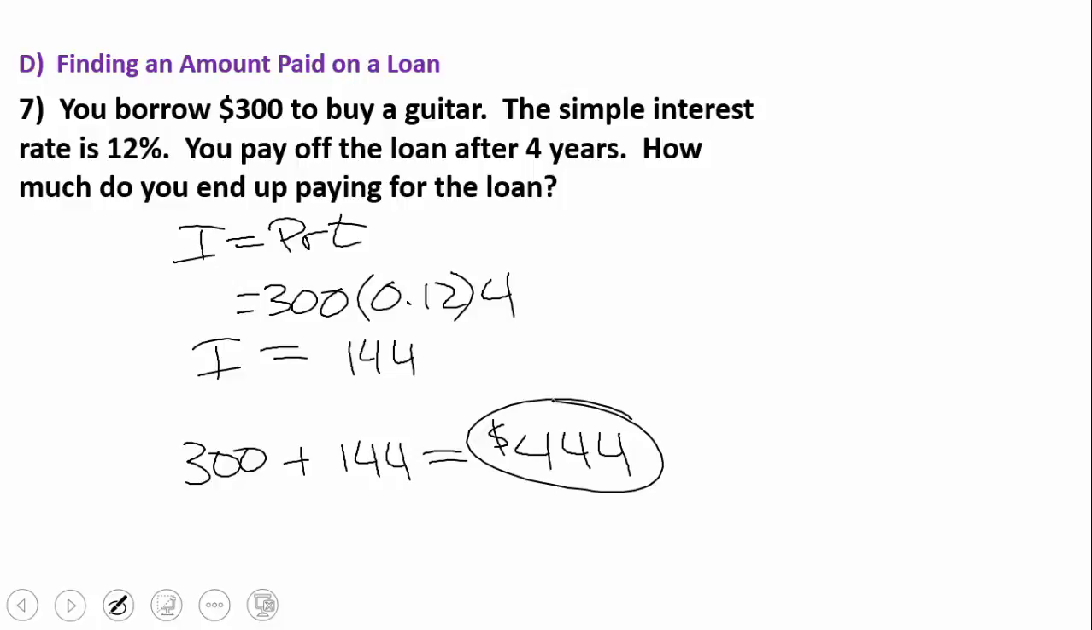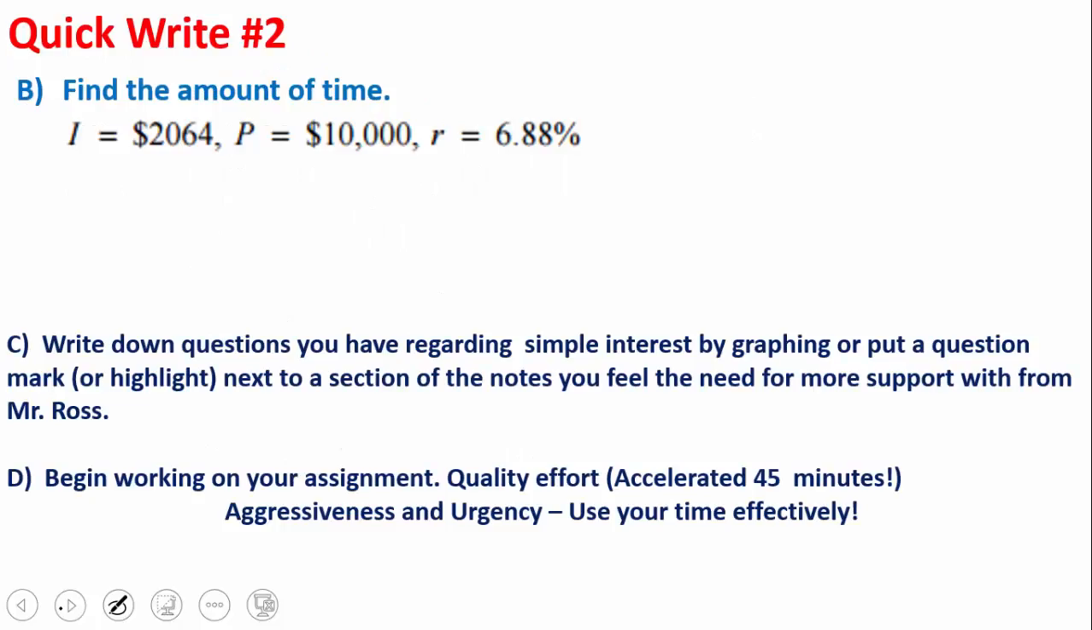So ladies and gentlemen, that's the end of our video. Let's do our quick write. Find the amount of time if the interest is $2,064, the principal was $10,000 and the rate was 6.88%. Please find the amount of time, always using I Pert. I equals PRT.